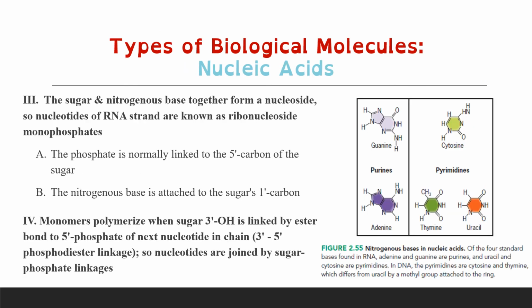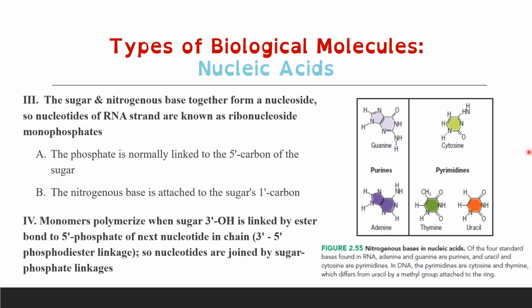So the sugar and nitrogenous base together form a nucleoside. Nucleotides of an RNA strand are known as ribonucleoside monophosphates. The phosphate is normally linked to the 5' carbon of the sugar, and the nitrogenous base is attached to the sugar's 1' carbon. Monomers polymerize when the 3' hydroxyl of the sugar is linked by an ester bond to the 5' phosphate of the next nucleotide in the chain. So a 3' to 5' phosphodiester linkage is present. Nucleotides are joined by sugar-phosphate linkages.